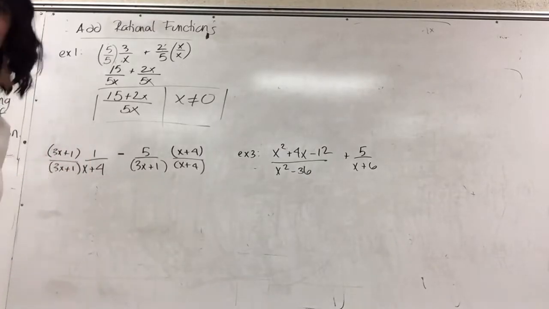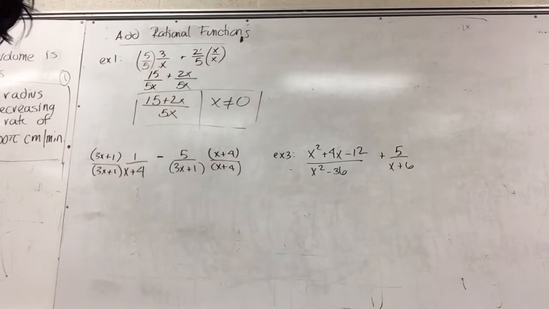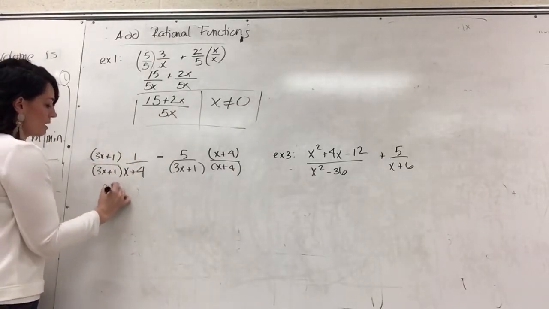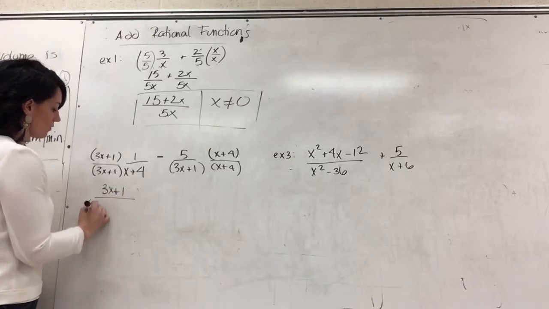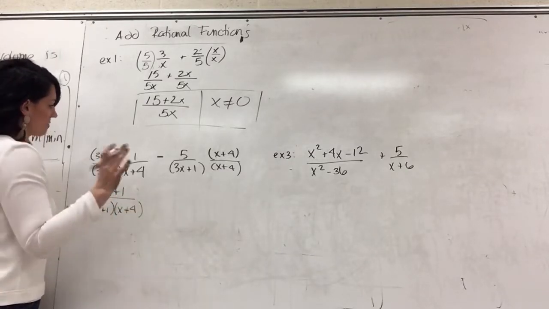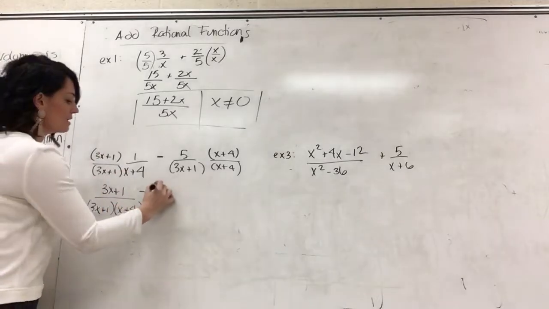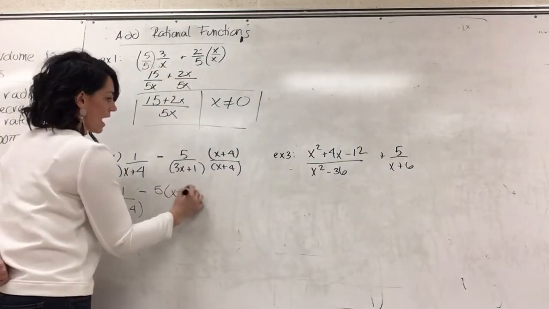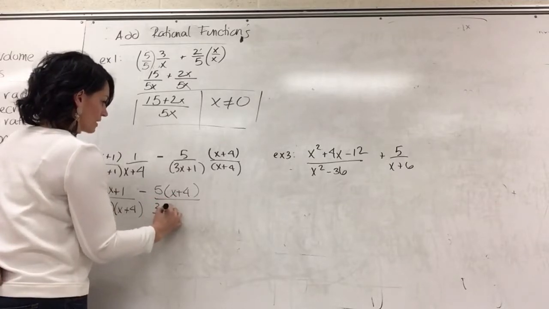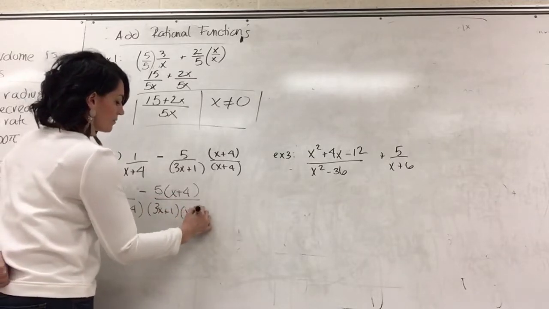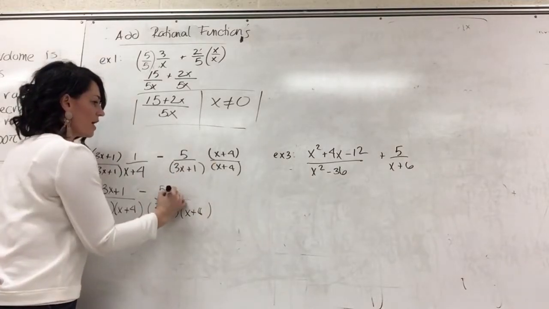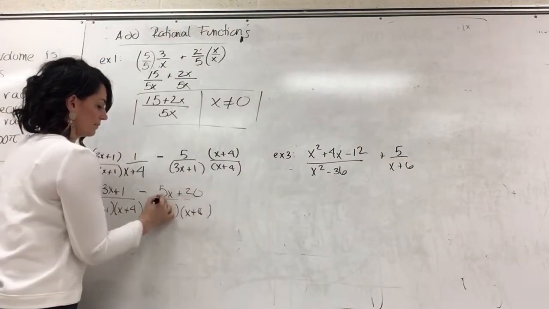Can you guys see that? Move it a little bit. Okay, so I do the multiplication, so on top it's just going to be 3x plus 1 all over 3x plus 1 times x plus 4, and no need to multiply out the denominator, that's not necessary, minus 5 times x plus 4 over 3x plus 1 times x plus 4. And actually, you know what I'm going to do? I'm going to actually multiply this 5 through. I'm going to write it as 5x plus 20.